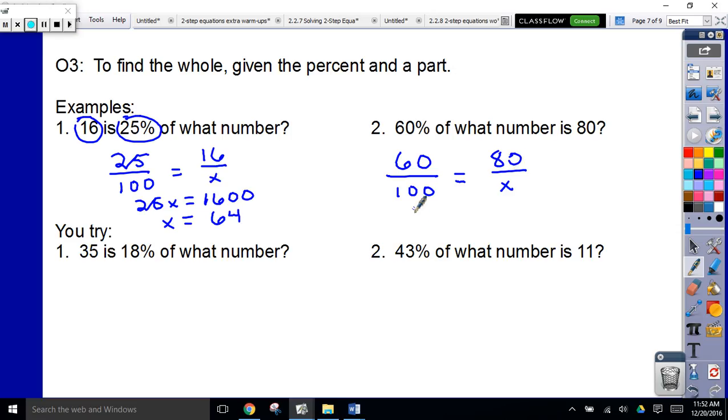Okay, then cross multiplying, we get 60x equals 8,000. Dividing both sides by 60 gives us x equals 133.3 repeating, so when we round it to the nearest tenth, we just have 133.3. Okay, just take a minute to do numbers 1 and 2. We're not going to spend too much time because I want to make sure we look at some mixed examples.